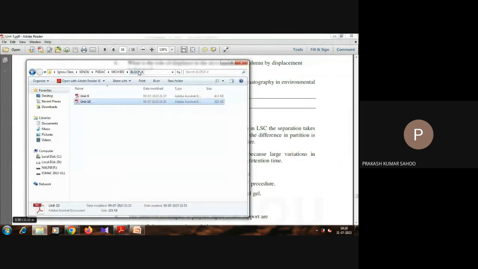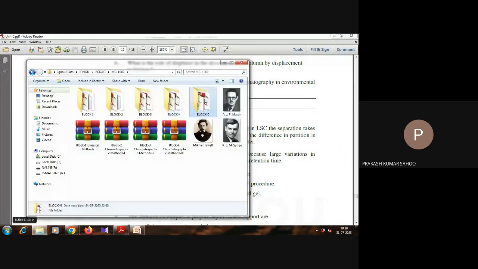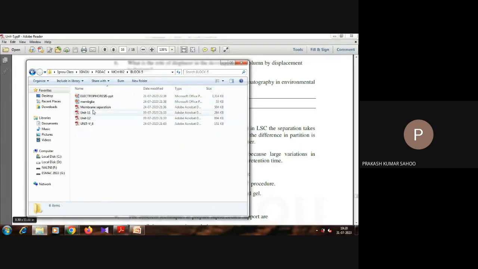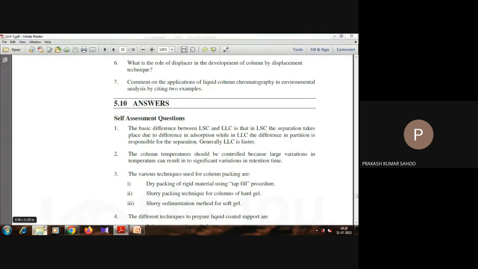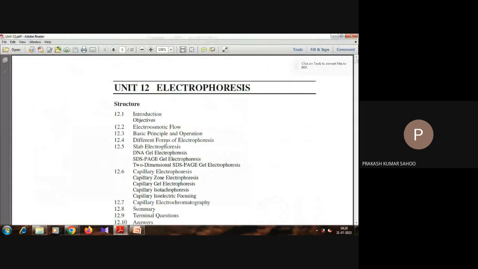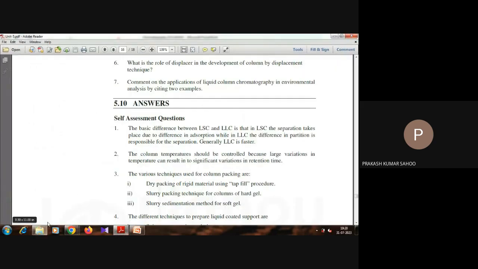Then, followed by the last unit, will be your electrophoresis and your membrane separation. Membrane separation, and the last one will be your electrophoresis. That is electromigration. This is another separation technique.